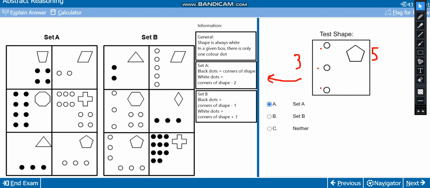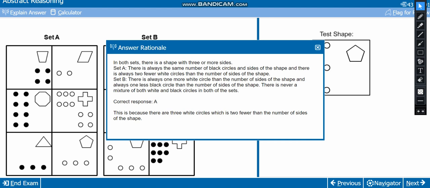And here is the accompanying answer rationale.